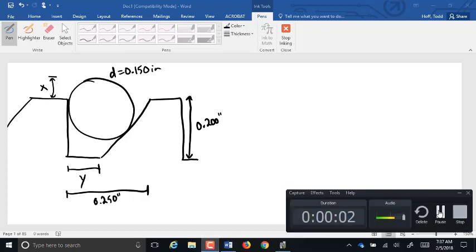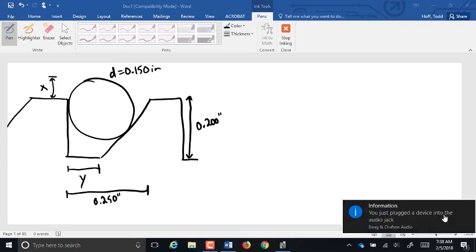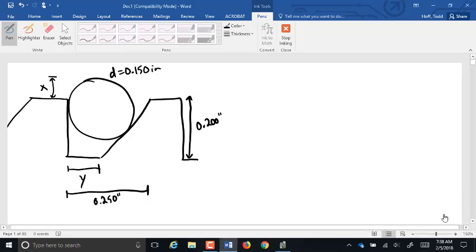Okay, so for this one, we are asked to find y and x. The one thing I didn't put up here, this comes right out of your packet, by the way, is that slope factor is 1, 1. This is number 43 out of your packet.